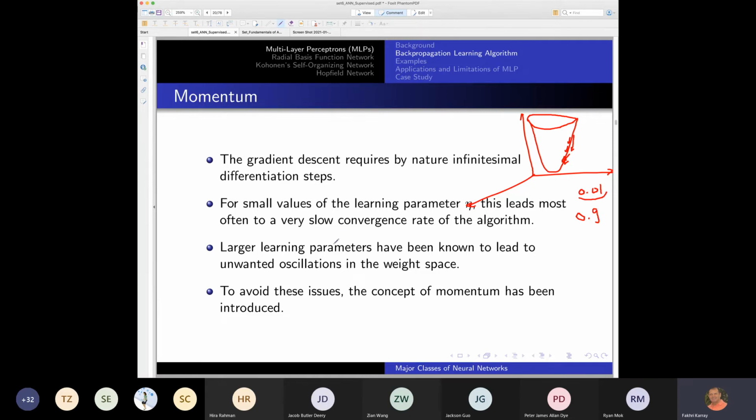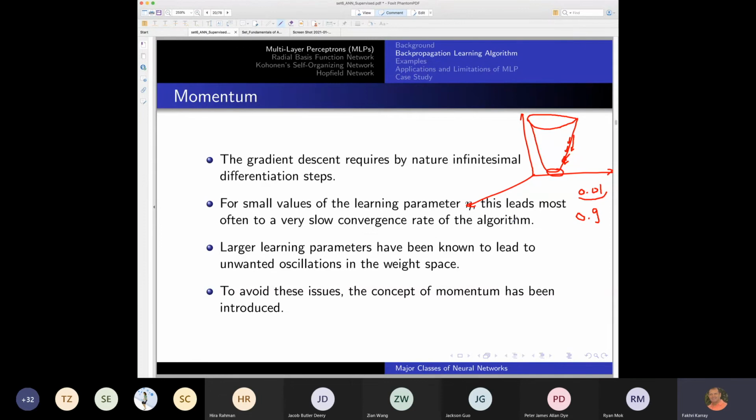The gradient descent requires by nature infinitesimal differentiation steps. So in order to reach this particular value, we would like to go slowly. But if we go slowly, the system is going to take forever to reach this value. But formally, that's what it should be.